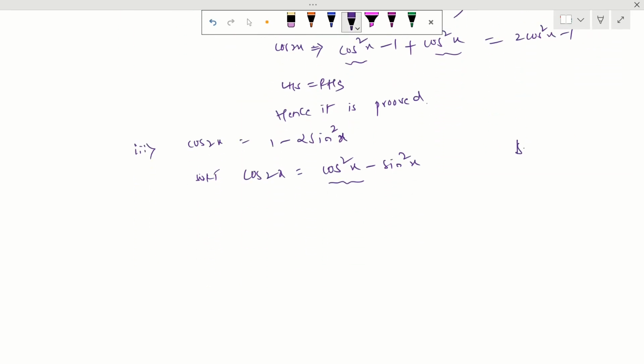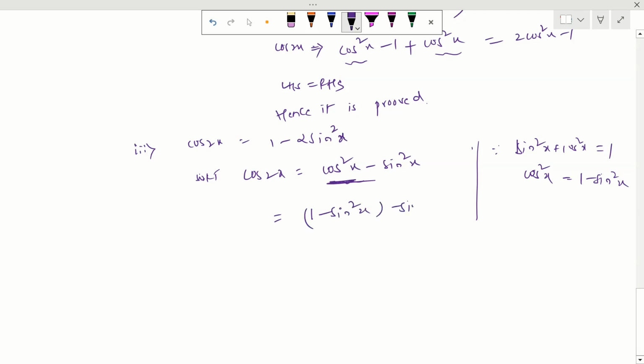Therefore, we know that sin square x plus cos square x is equal to 1. You just write it here on the side. Then we have to express this cos square x. This term cos square x we can write as 1 minus sin square x, right? So now I'm writing here cos square x is 1 minus sin square x, and then minus sin square x. Then it is 1 minus 2 sin square x.